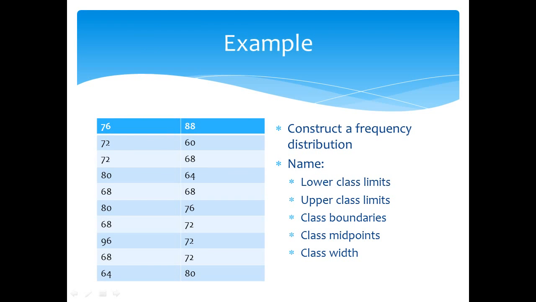So here's an example. We have some data here, and what we want to do is construct a frequency distribution. And then at that point, we want to name the lower class limits, the upper class limits, the class boundaries, the class midpoints, and the class width.